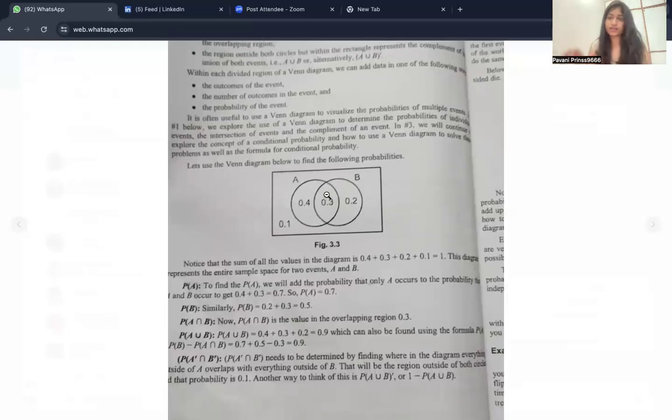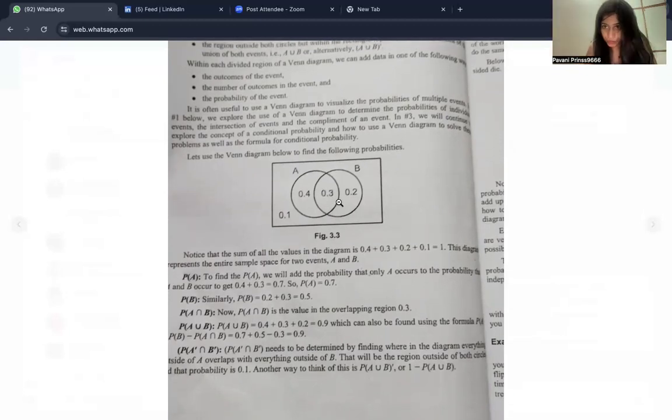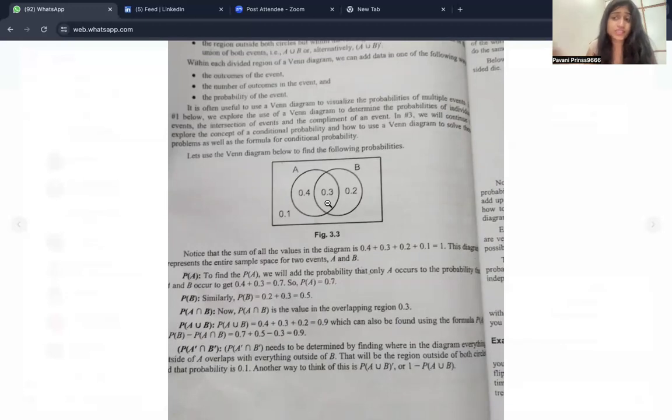As you can see, in A, the whole circle A contains 0.4 and 0.3. What is 0.4 plus 0.3? 4 plus 3 is 7, so 0.7. Probability of A is nothing but 0.7. Now look at B. 0.3 is there and also 0.2. What is 0.3 plus 0.2? It is 0.5, isn't it? 0.4 plus 0.3 gives you 0.7, right?